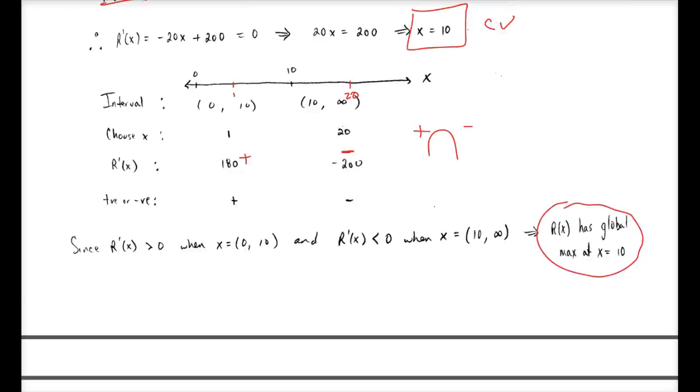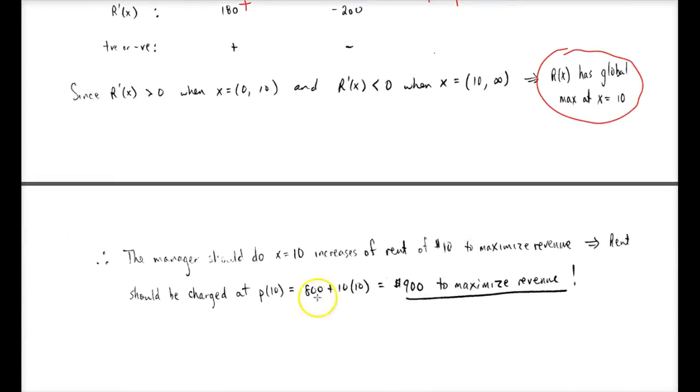And thus, what that essentially tells us is how much we should be charging for rent. We know that we need to bump up the price 10 multiples of 10 from the 800 that we were at, and thus that gives us $900. So if we charge $900, that will maximize the amount of revenue that we can get from that particular property.